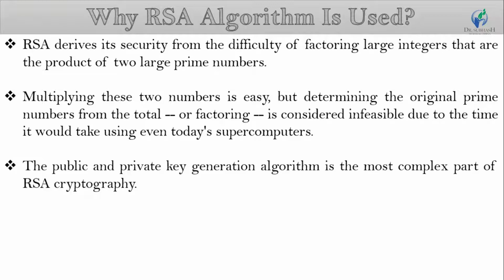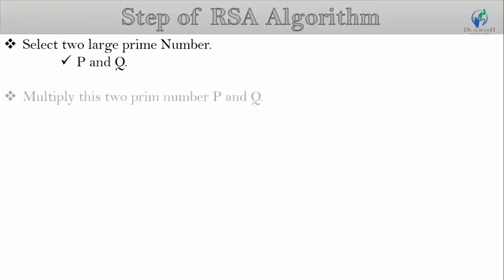So now I have explained the steps of the RSA algorithm, or we can say how the RSA algorithm works. For that, our first step is we select two large prime numbers. That is, the numbers P and Q. Now in the second step, we multiply these two prime numbers P and Q and assign the value to n. So n is equal to P multiplied by Q.